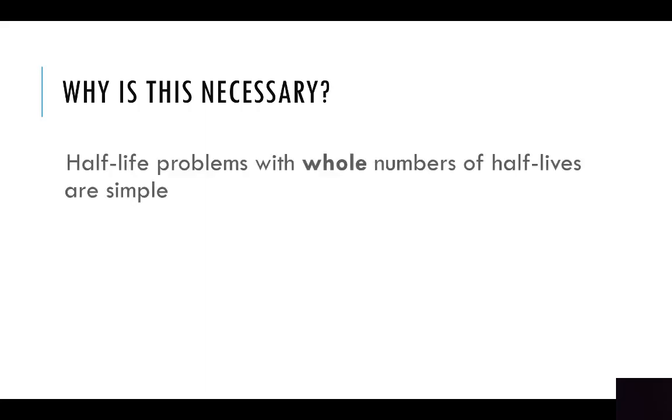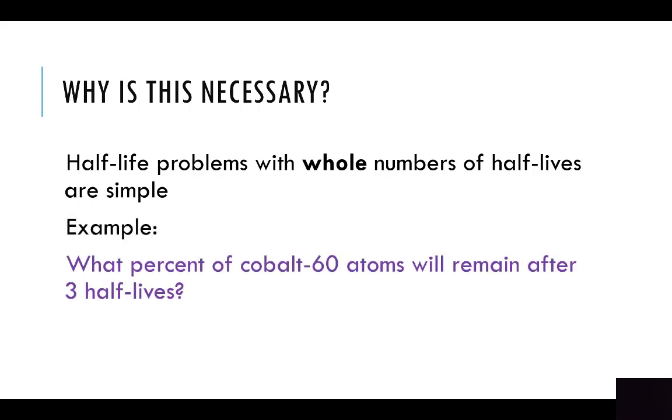Why is this necessary? Half-life problems with whole numbers of half-lives are simple. For example, if I ask what percent of cobalt-60 atoms will remain after 3 half-lives, it's very easy. We start at 100%. After 1 half-life, we're down to 50%. After the second half-life, we're at 25. After the third half-life, we're down to 12.5. And we have our answer, very simple because it's a whole number of half-lives.